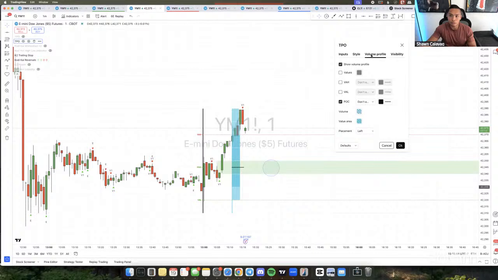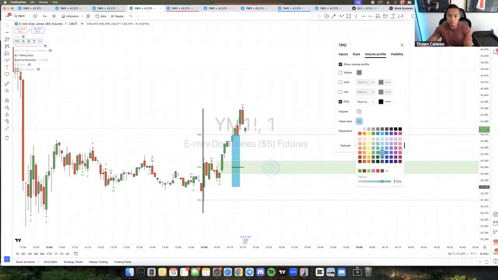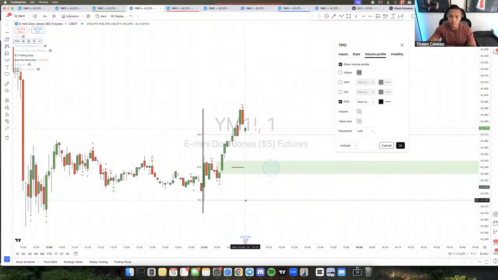Then I go to volume profile here and I do the same thing. I don't really care about these volume bars over here. So I'm going to go and just put opacity to 0 to take it off. Same with the value area. I don't really care about this as much, so I put that to 0. It doesn't really matter to me because I'm looking for these bounce points.